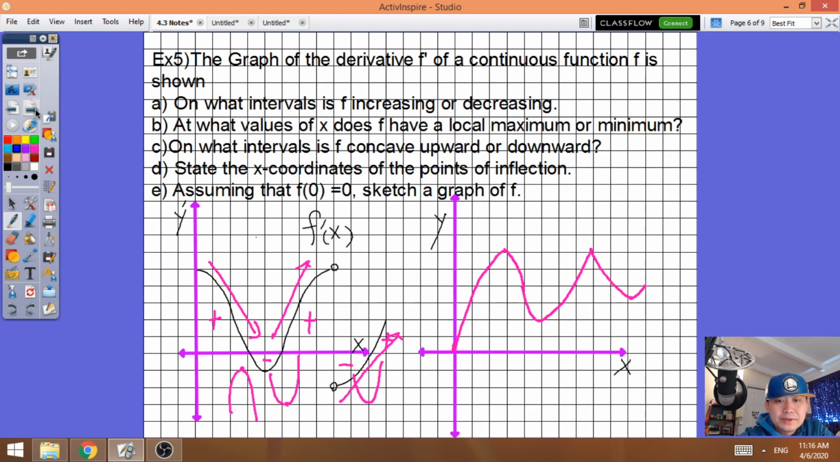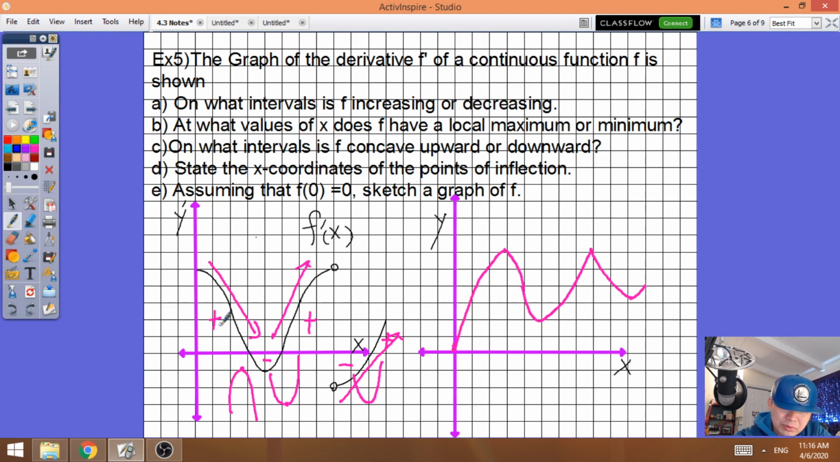And now the next one. For example 5, the graph of the derivative f prime of a continuous function f is shown. This is not the original function, it's just the first derivative. On what interval is f increasing or decreasing? We need to find the sign change. Everything above the x-axis, f prime of x is positive, and anything below the x-axis, f prime of x is negative.